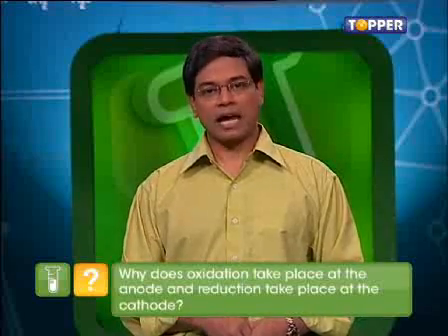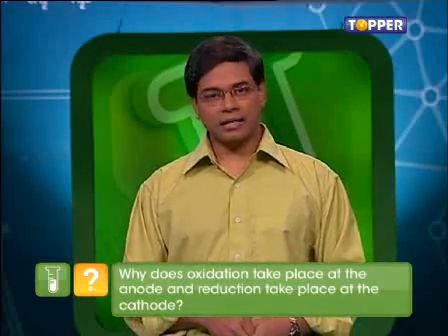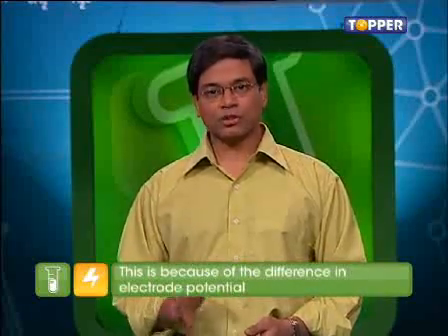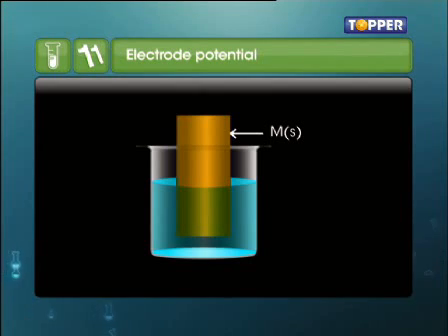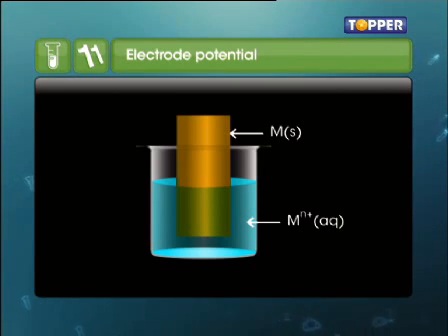At this point, I would like to take in a question posted on our website www.topperlearning.com. The question is, why does oxidation reaction take place at the anode and reduction take place at the cathode? Well, the answer is simple. It is because of the difference in electrode potential. Now, what is electrode potential? Let us find out. A strip of metal M is in contact with the solution of its own ions, Mn+. There are two possibilities here. The first is that the metal atoms may lose electrons to form Mn+ ions in solution.